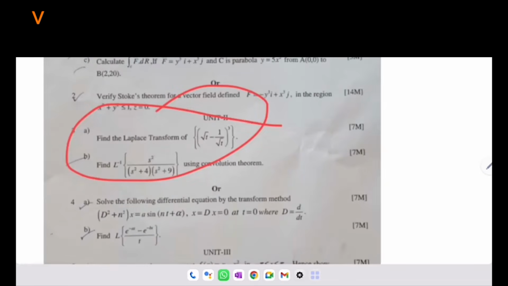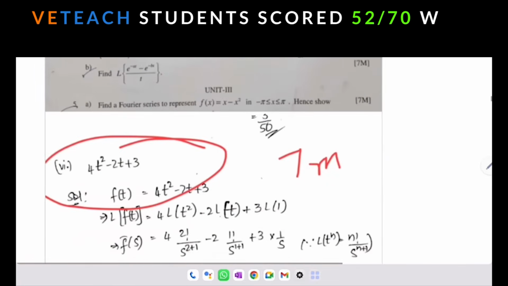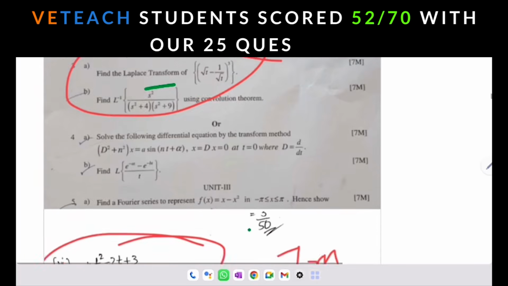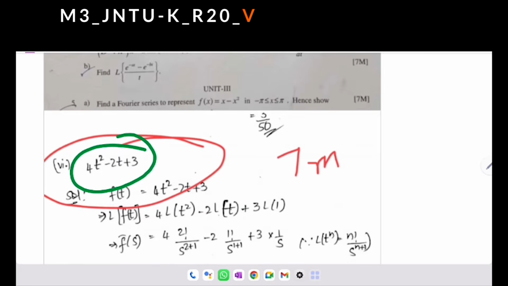Next, to find out the Laplace of the given function. To find out the Laplace of the given function in terms of t, we have already given a problem regarding that, the t power n format. So the same model has been repeated.